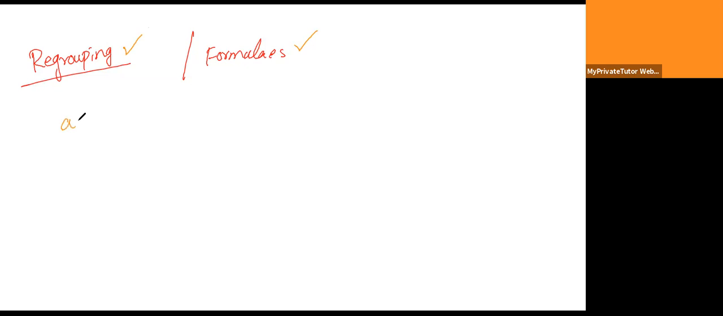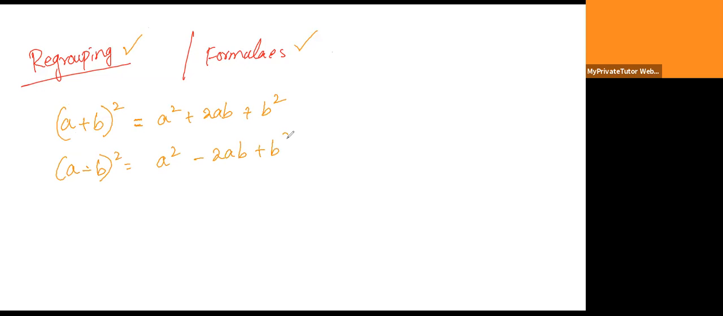Hope everyone knows that (a plus b) whole square. This is the standard one you might have learned, isn't it? So a square plus 2ab plus b square. Similarly, (a minus b) whole square is a square minus 2ab plus b square. So these are the two identities. I hope everyone knows this.